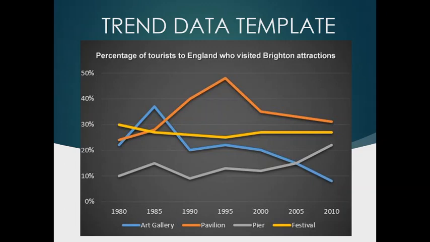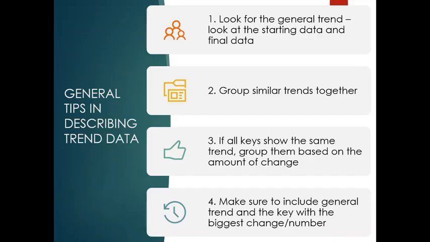So what's the other thing you have to know? You have to group similar trends together. What do we mean by that? If you have multiple lines in your data, you have to put similar trends together. Put all increase together and put all decrease together. Okay?